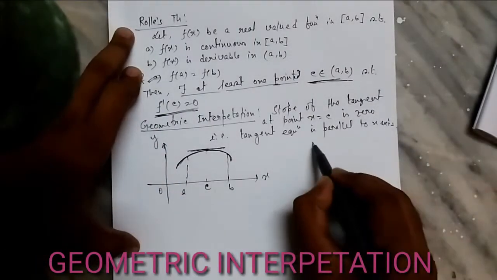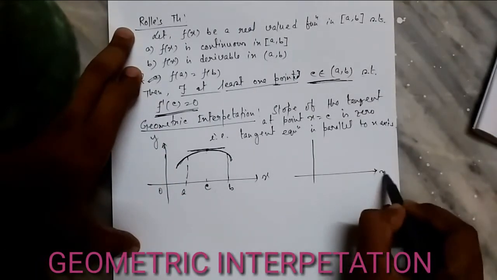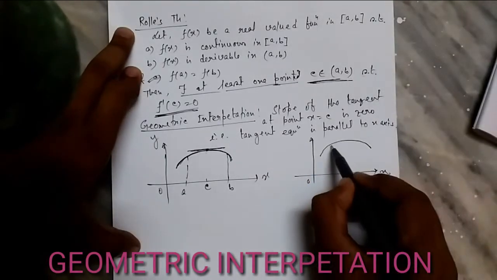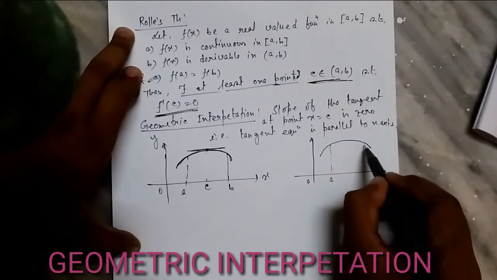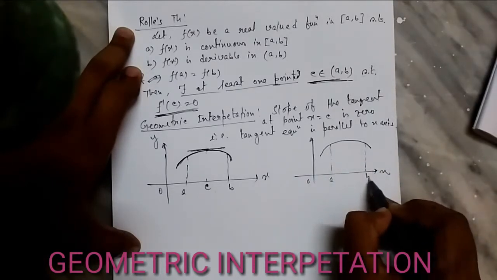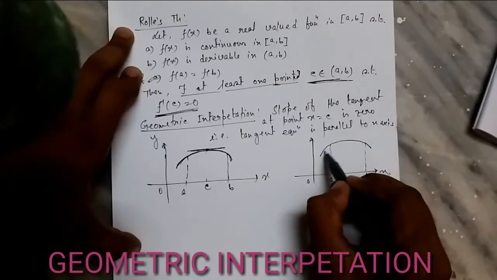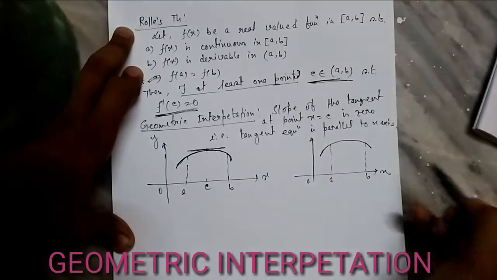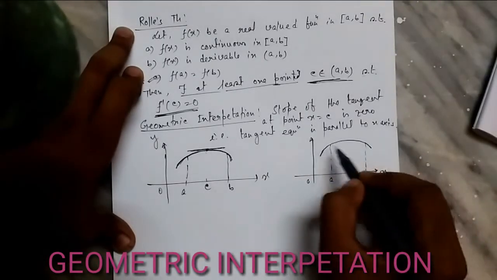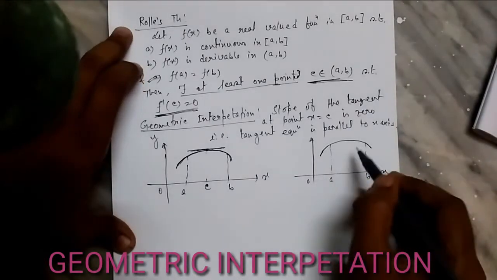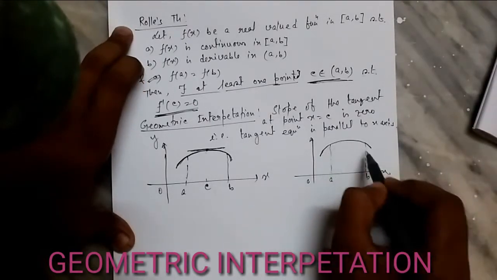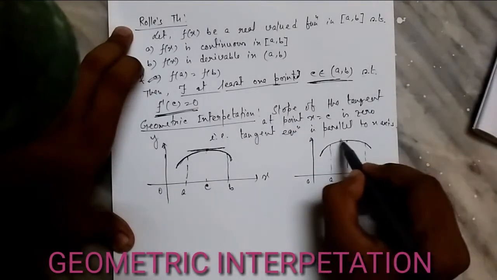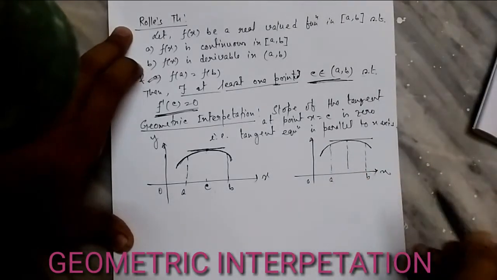Again, if we draw another curve, suppose this curve is in this format. Suppose the functional values at a and b are the same and this curve is continuous. As we know from the definition of a continuous curve, if we can draw it without lifting the pen, that curve is continuous. So this curve is continuous, and it also has no sharp edge. Here this figure is also the same.